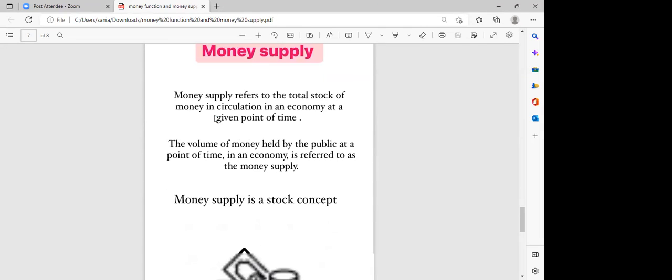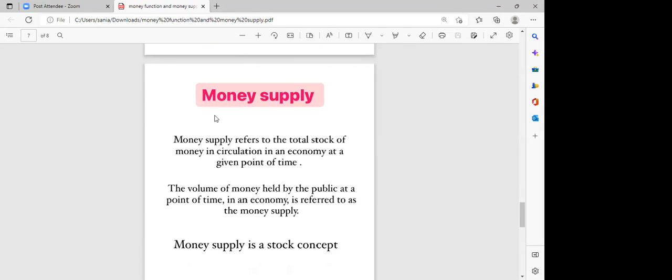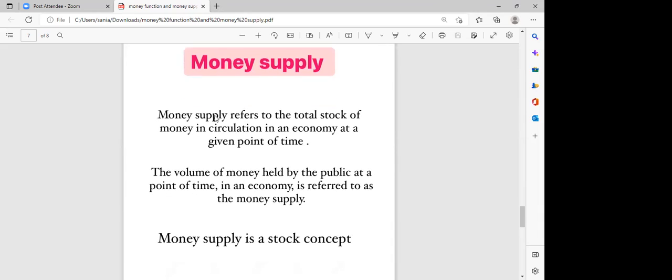Okay. So today we'll start with money supply. Now, what is money supply? Money supply is basically how much money you have, right? There are two definitions: one is this one and the other is the second one.